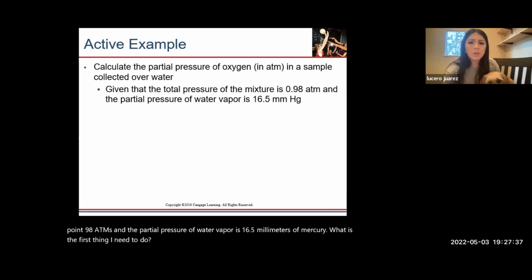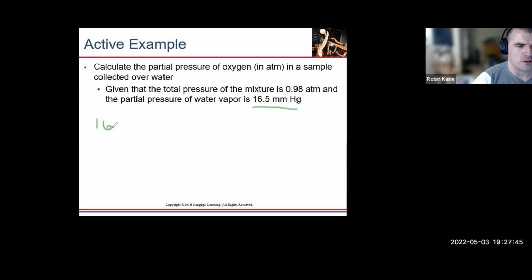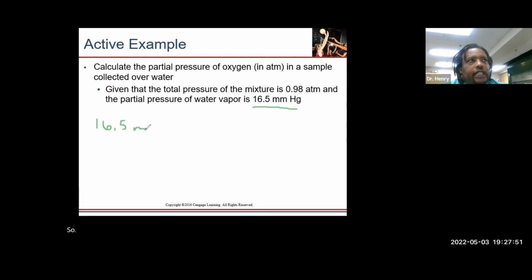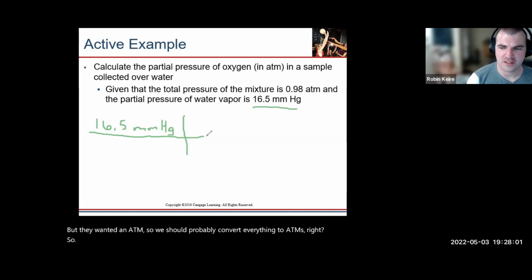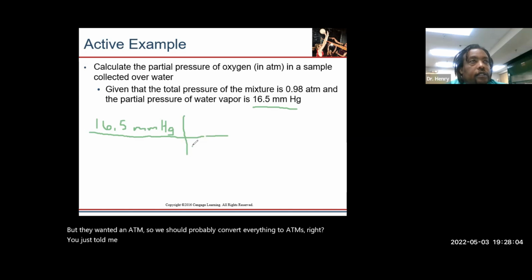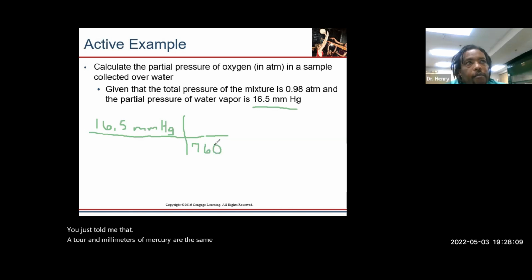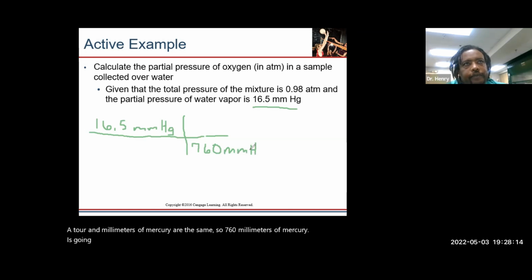Convert your millimeters into... Okay, get one to the other, I suppose. But they wanted it in ATMs, so we should probably convert everything to ATMs, right? Yeah. So you just told me that a torr and millimeters of mercury are the same, so 760 millimeters of mercury is going to equal 1 ATM.